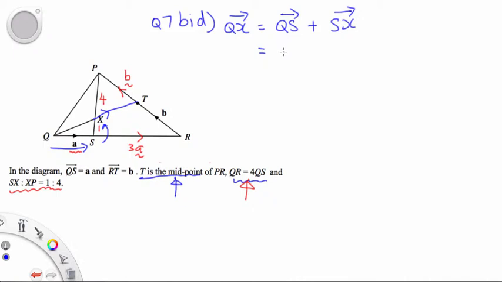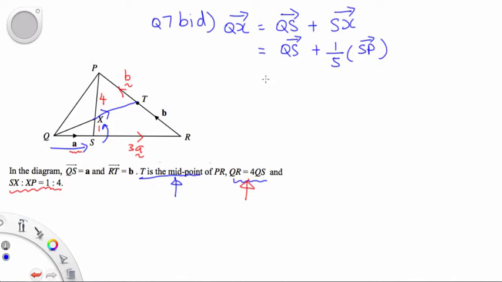Okay, so QS, continue to write down plus. Okay, now what is exactly SX? SX is actually 1 over 5 of SP. Okay, so SX is actually 1 over 5 of SP.